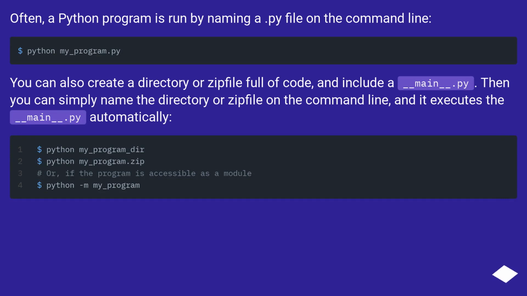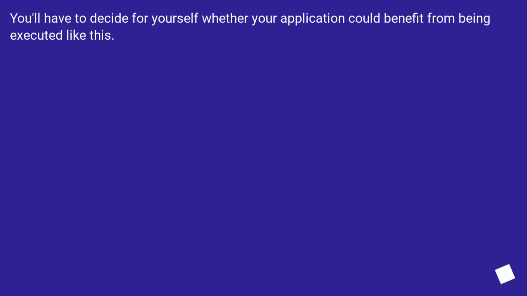Often, a Python program is run by naming a .py file on the command line. You can also create a directory or zip file full of code, and include __main__.py. Then you can simply name the directory or zip file on the command line, and it executes the __main__.py automatically. You'll have to decide for yourself whether your application could benefit from being executed like this.